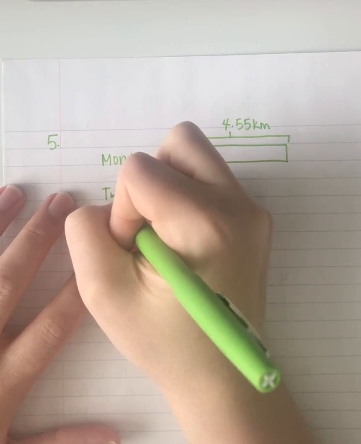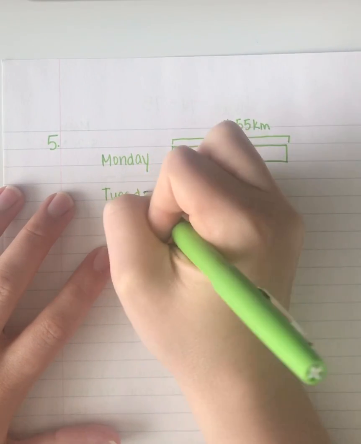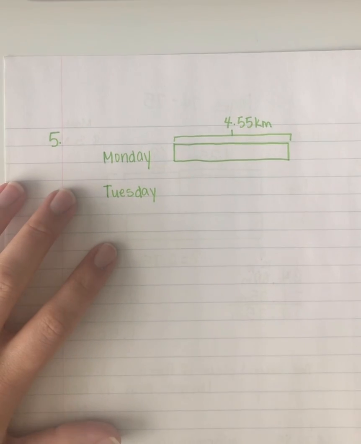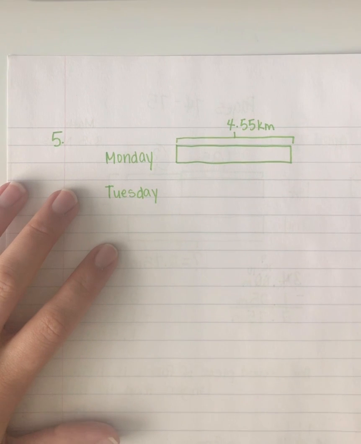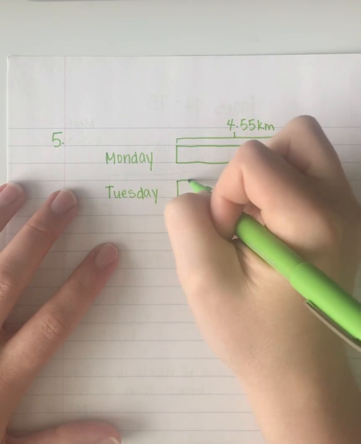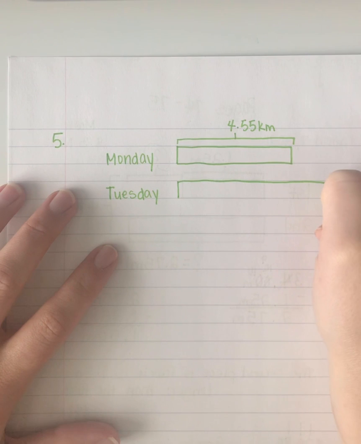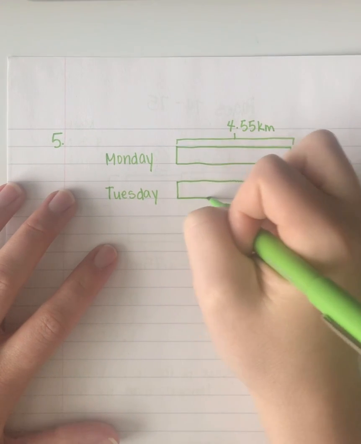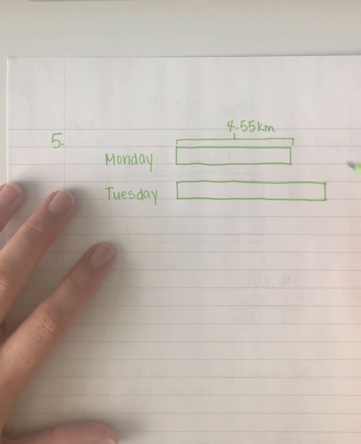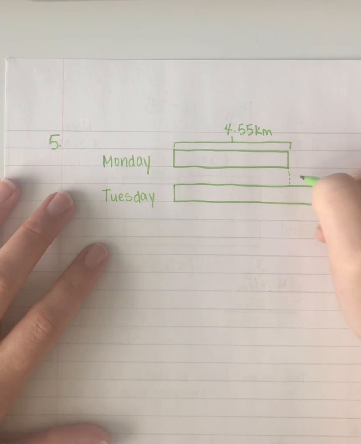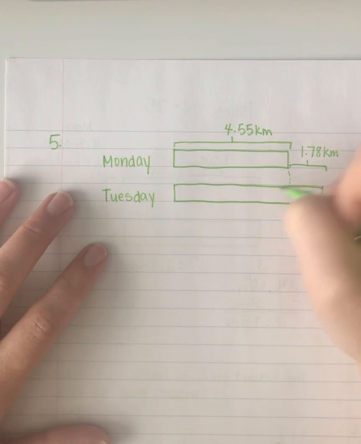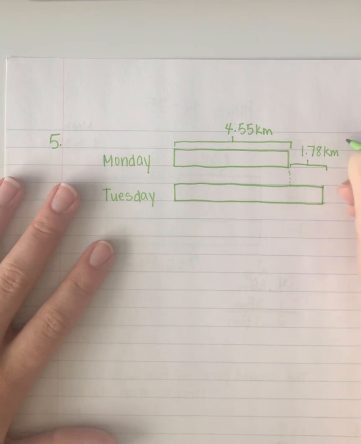So, Tuesday. On Tuesday, he went further than he did on Monday, and it says that he went 1.78 kilometers farther. So that means that this bar is going to be longer. We don't know how much he went on Tuesday. We don't need to know how much he went on Tuesday. They don't ask us that. It's not required to complete the problem. But what I do know is that this amount right here is 1.78 kilometers because he went 1.78 kilometers further.